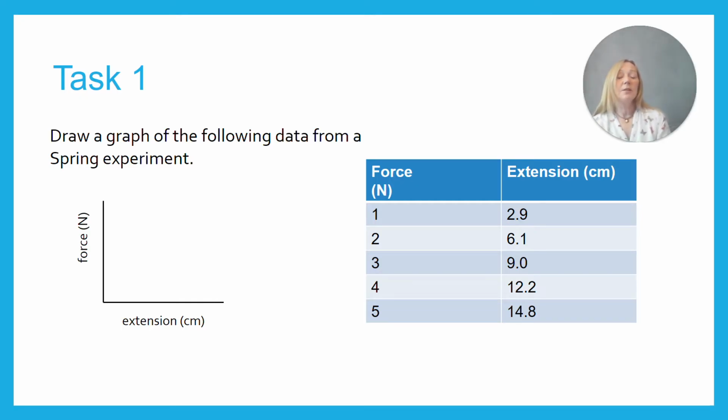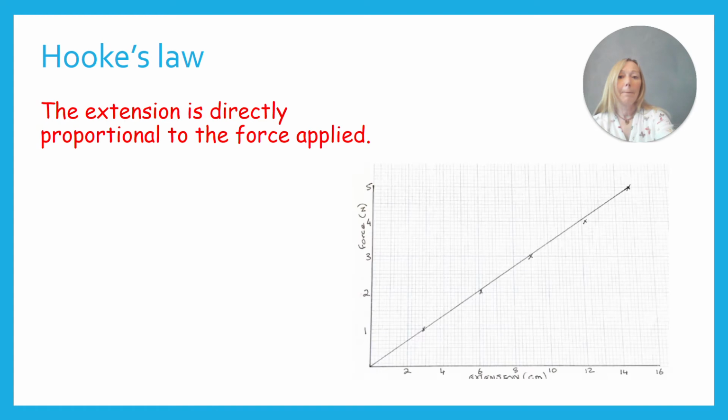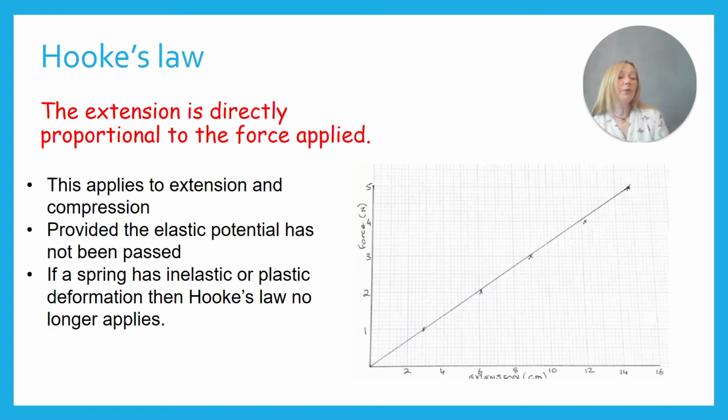Now this is data that you may have collected yourself when you did the experiment of hanging a spring and putting on different forces, different weights onto the spring. And each time you did that you would have measured the extension. So these are the results that you would have got from an experiment like that. So hopefully you would have got a graph that looks something along these lines.